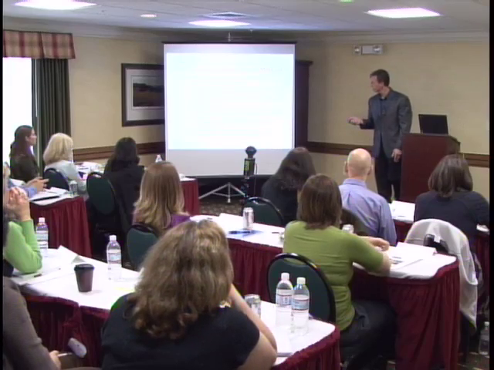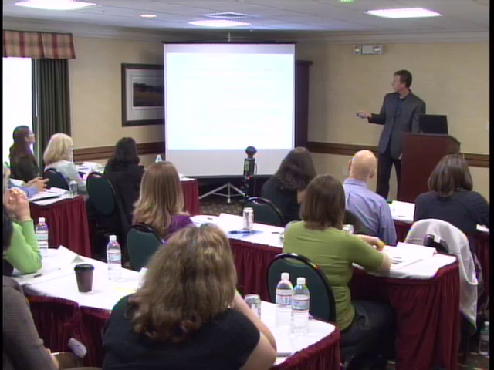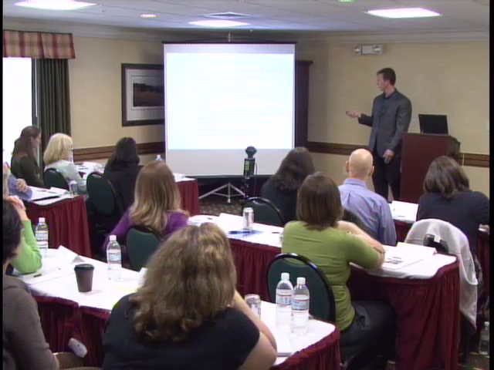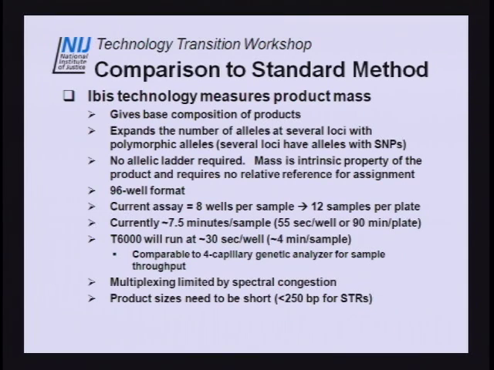In comparison with the mass spectrometer, you get a much more precise measurement of what you're looking at. And what we're finding out, first advantage is you don't need an allelic ladder. You're measuring a property of the product. So you measure its mass, you get its base composition. It turns out that there's actually quite a few more alleles than you might expect just based on the length. They're not all the same just because, if they're 180 base pairs long, they might have a different composition.